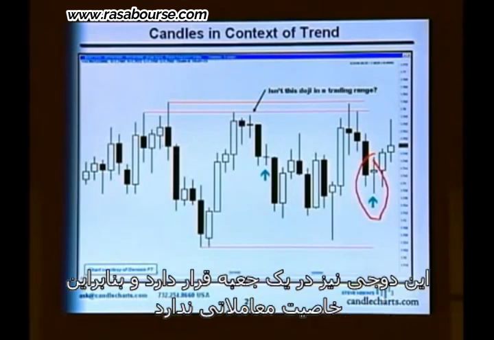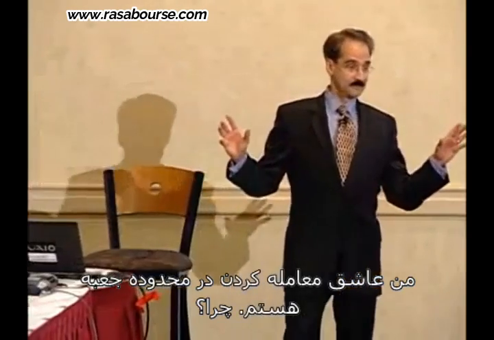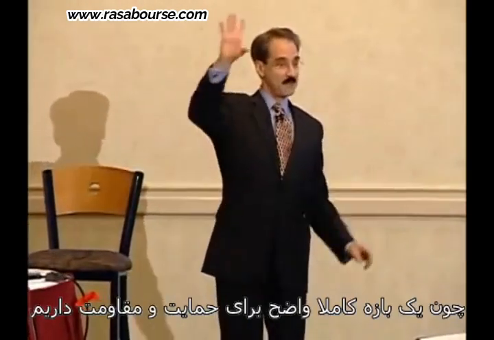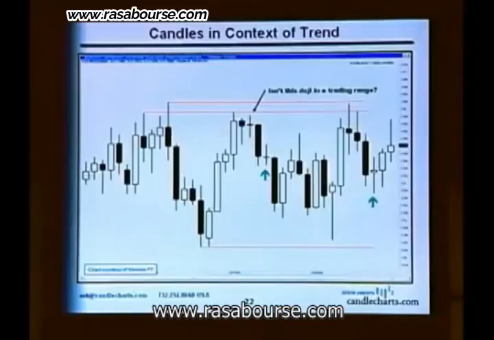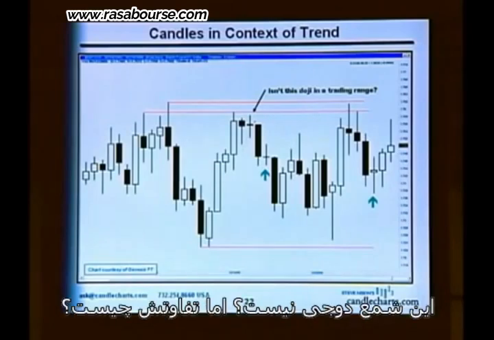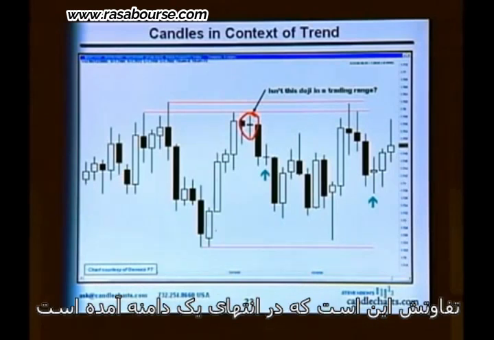Is it still in the middle of a box range? No trading implications. However, I love trading box ranges. Why? Because we have clean-cut support and resistance. So, okay, isn't that doji in a trading range? Yes, but what's the difference? Where does that doji emerge? The top of the range.